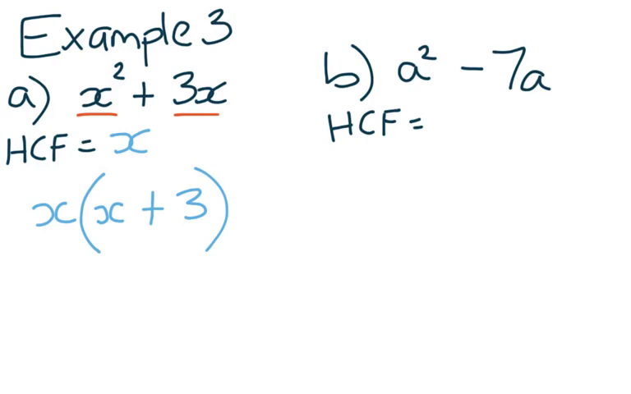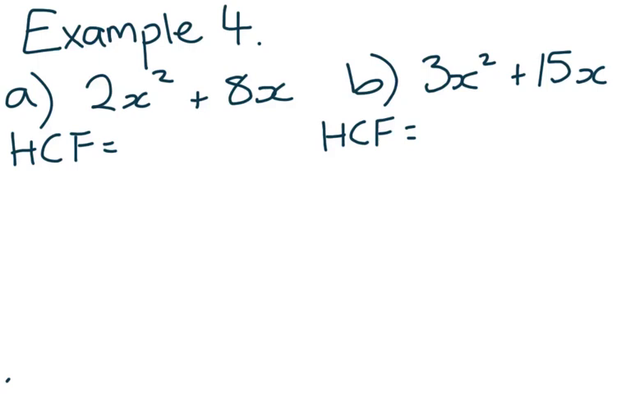So again, with part B, we're looking at the highest common factor being a. So we would take a out the front, and to get a squared, we have to have multiplied it by another a. And then we already have the a for this term, so it must be just 7.